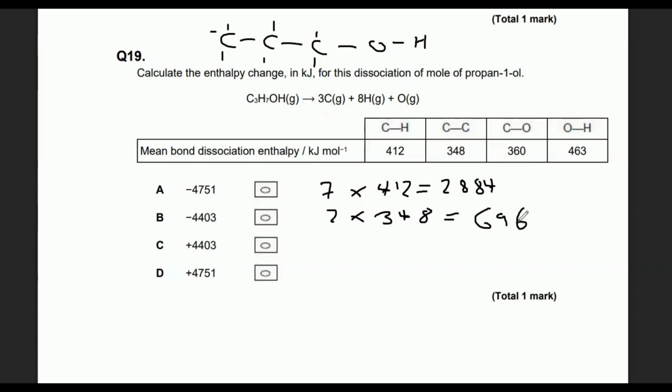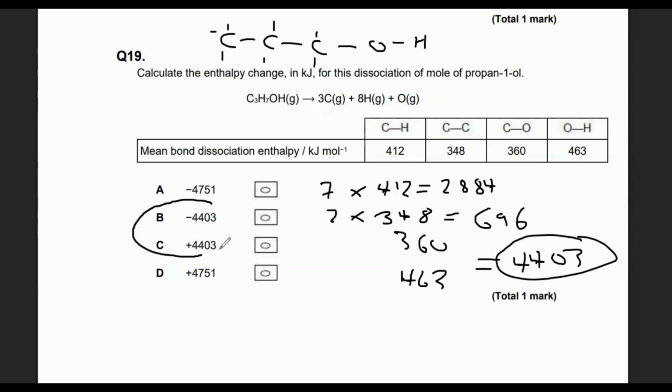Oh, we've got a CO bond. Hello, Mr. CO. So we have 360 and we have an OH bond 463. What is that all when you add it up? Let's have a little go. 2884 plus 360 plus 463 equals, I feel like I'm missing something out. What am I missing out? Did I do the CO? Did I do the two CCs? Yeah, I missed out the 696. Okay, because I'm an idiot. Right, that equals 4403. Beautiful.